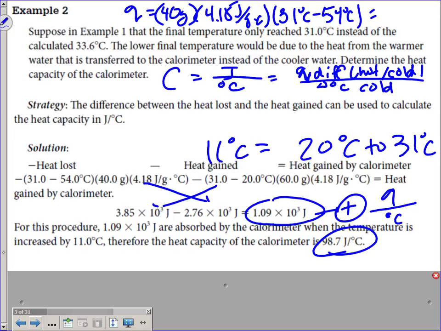Okay. In terms of coffee cup calorimeters, we can calculate our big C. Yes? Okay. So that's everything from last week. Now we're going to talk about enthalpy.